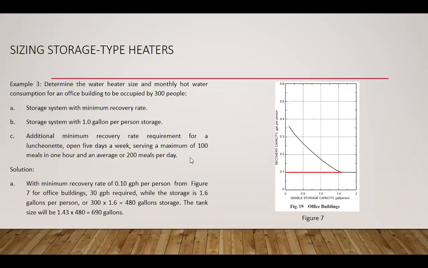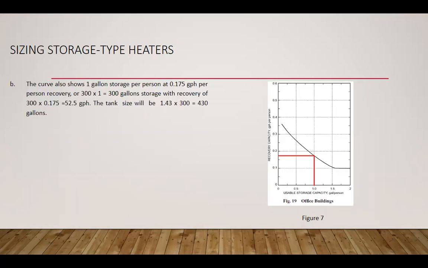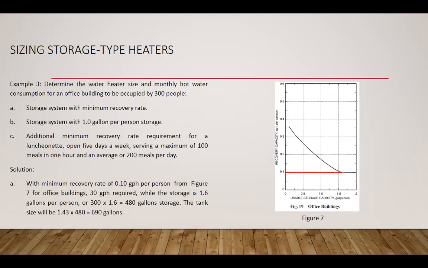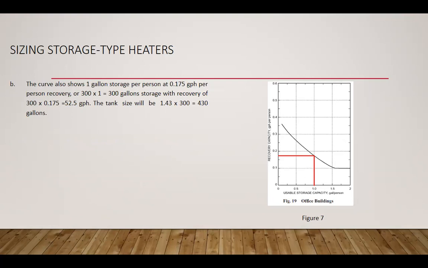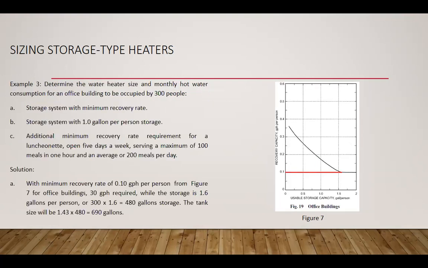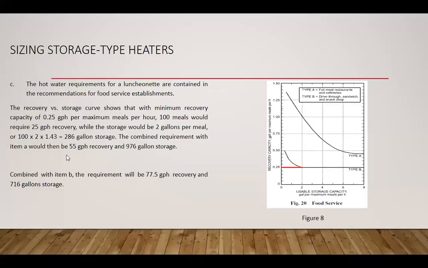This is 100 meals per hour, average 200 meals per day. So sa per hour mo, so you have 1 times 300. In 1 hour and an average of, wait. So ito, yan, 25 gallons per hour recovery. While the storage would be, yan, 2 gallons per meal or 100 times 2 times 1.43. Ito yung per hour. Huwag din natin gamitin yung per day kasi per hour ang issue dito.